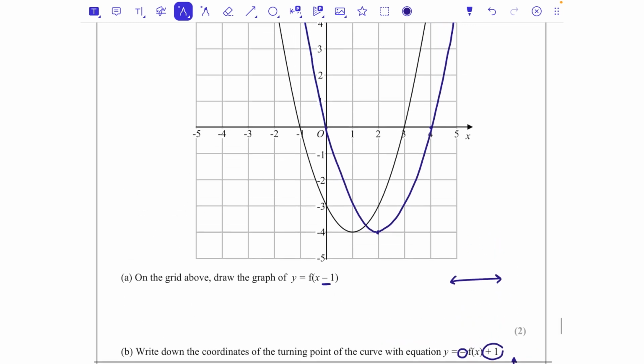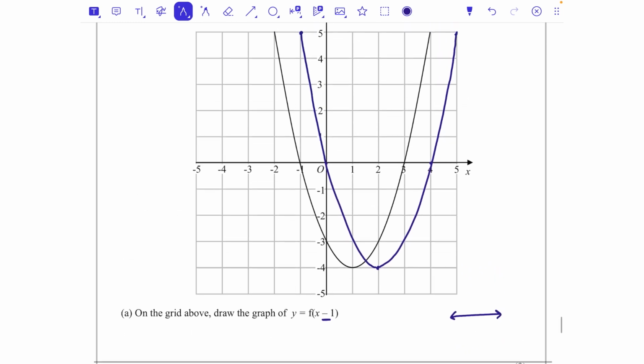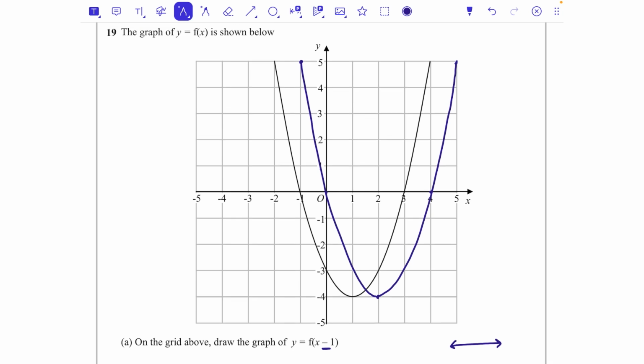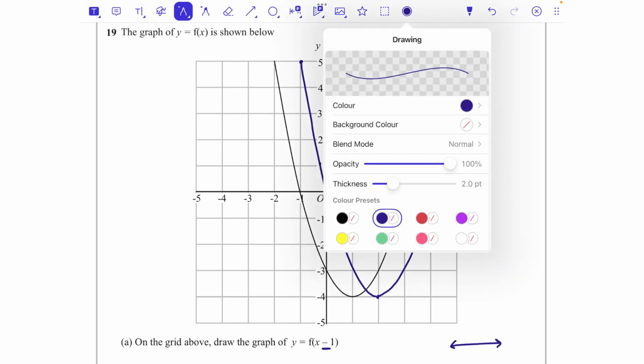So we need to do both those things. We need to reflect it and we need to move it up 1. So I'm going to take this point here. Let's do this in a different colour actually. Let's do this in pink.